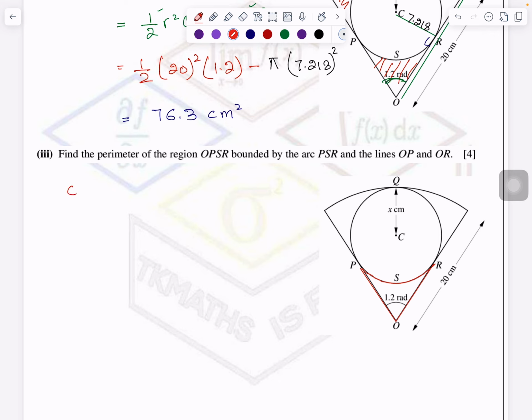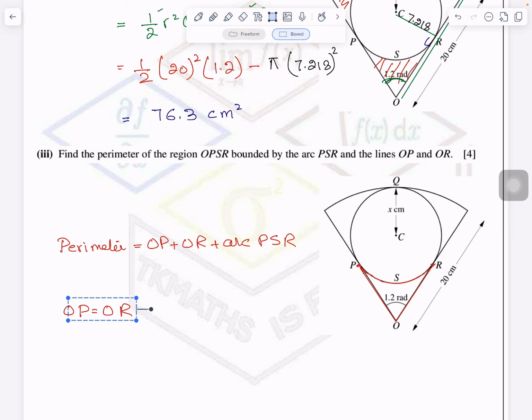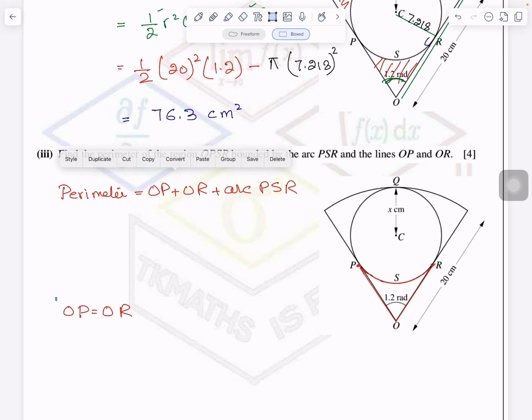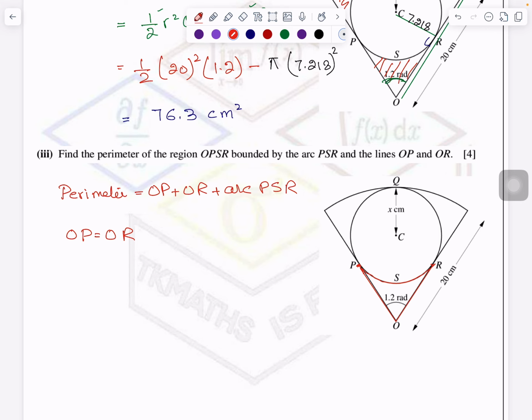Now we know OP is equal to OR. Why? Because these are the tangents from the external point O, according to the property of the circle. And PSR is the arc. So I can say that the required perimeter is equal to OP plus OR plus arc PSR. So once I have all these values, I can solve it. So now how to find this value, because none of this is given here? So let's start with the arc length first of all.